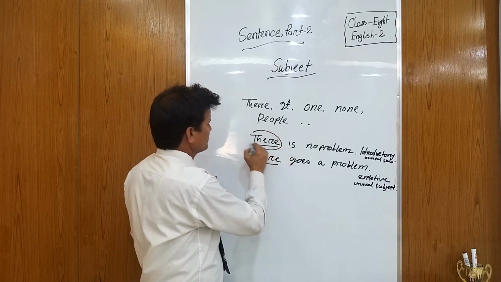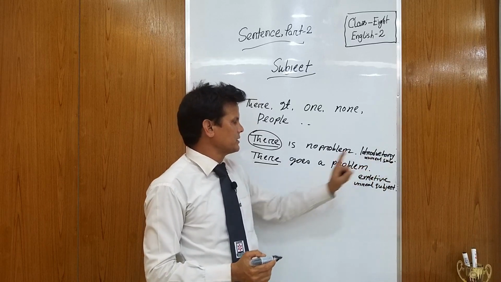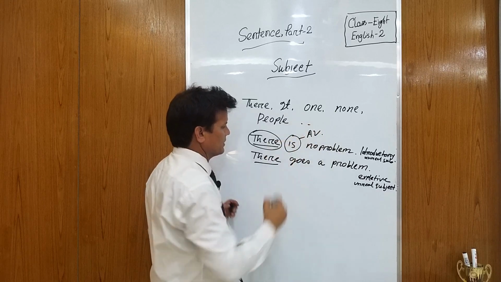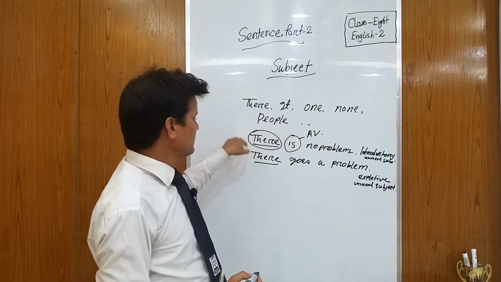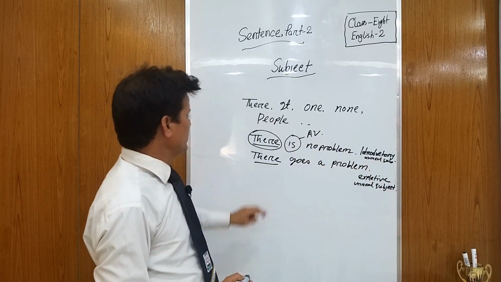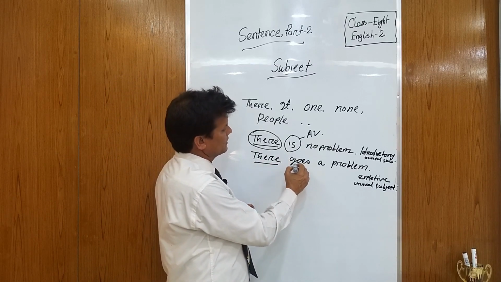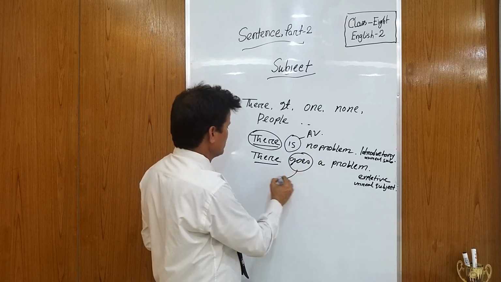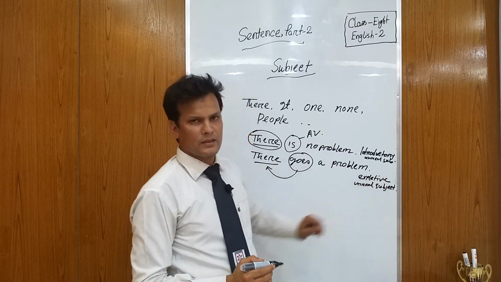This there is an introductory unreal subject, because here is an auxiliary verb. So ending with an auxiliary verb, there is an introductory unreal subject. And here there is ended with a principal verb. So this is called the expletive unreal subject.